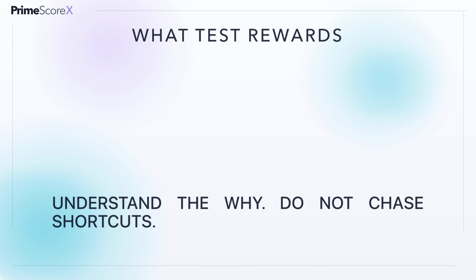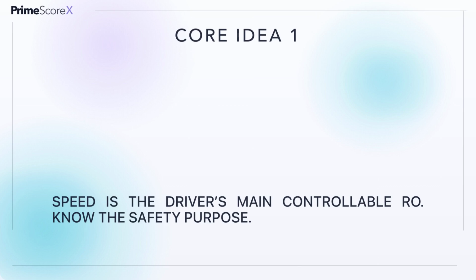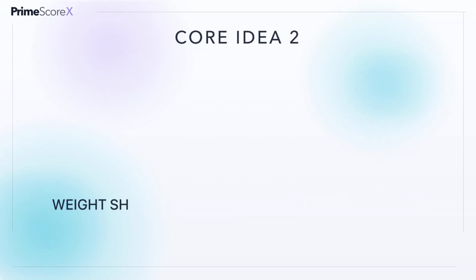Ask what danger the rule prevents, what professional habit it builds, and how the wrong answer might create a second hazard. First core idea: speed is the driver's main controllable rollover factor. Do not treat this as a definition only. Connect it to a real driving situation. The exam may describe the same idea through a scenario, a warning sign, a vehicle condition, or a choice between two actions that both sound reasonable.